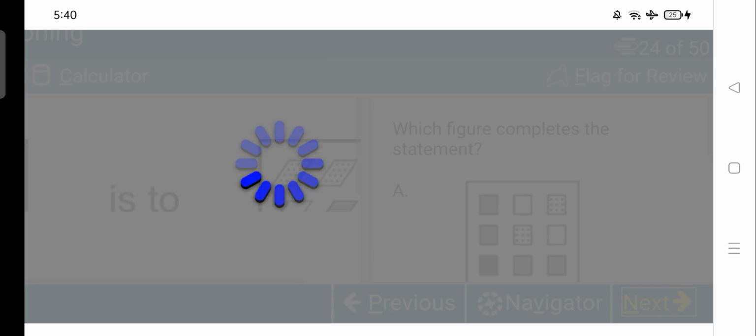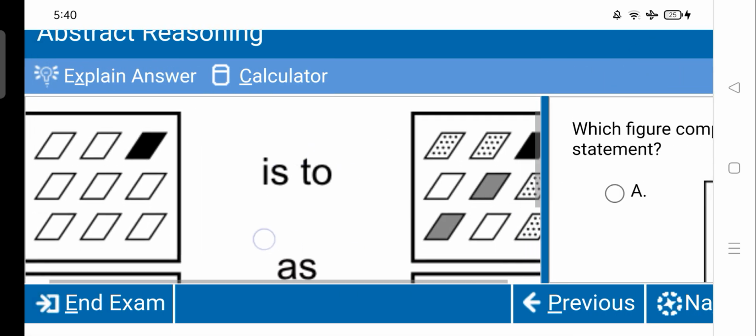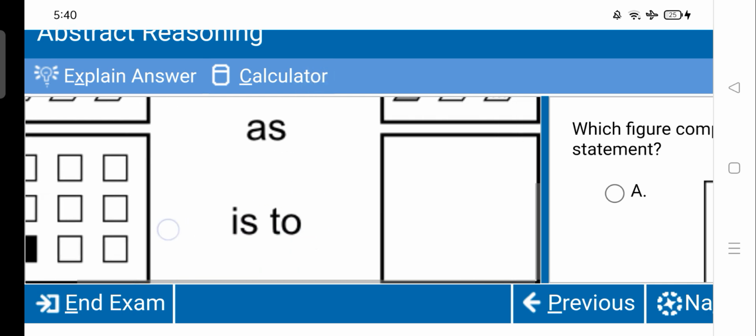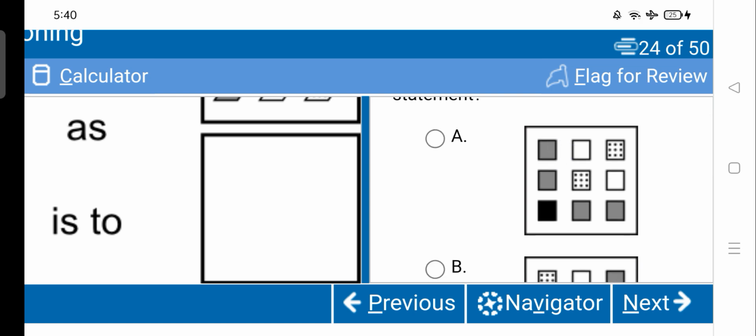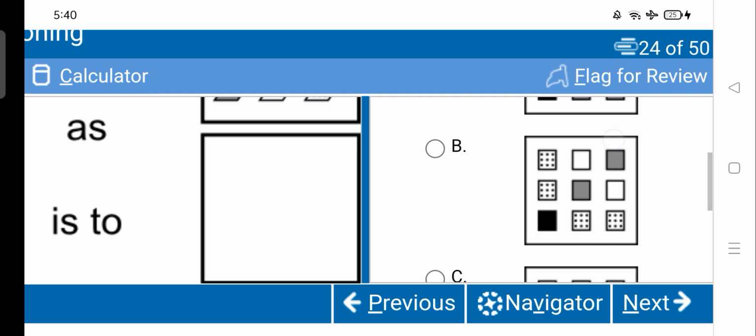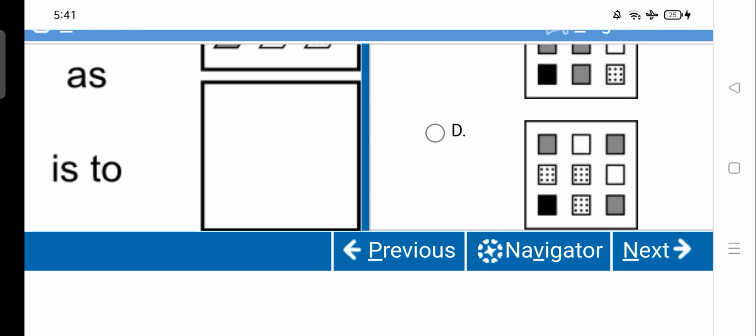Next question, again, this shape is to this as this shape is to this blank. So which figure completes the statement? Option A, having this set of shapes. Option B, having this set of shapes. Option C, having this set of shapes. And option D, having this set of shapes.